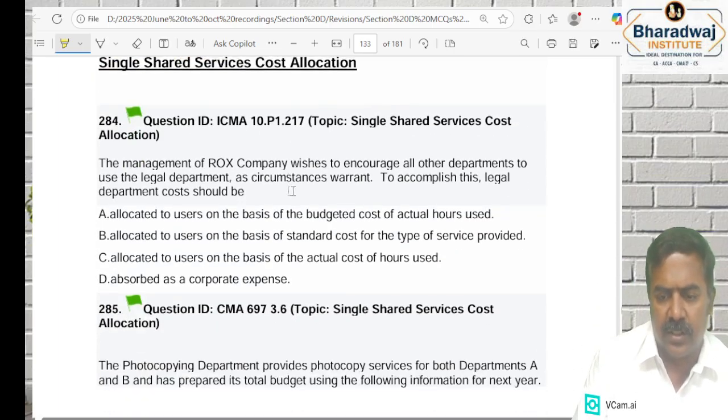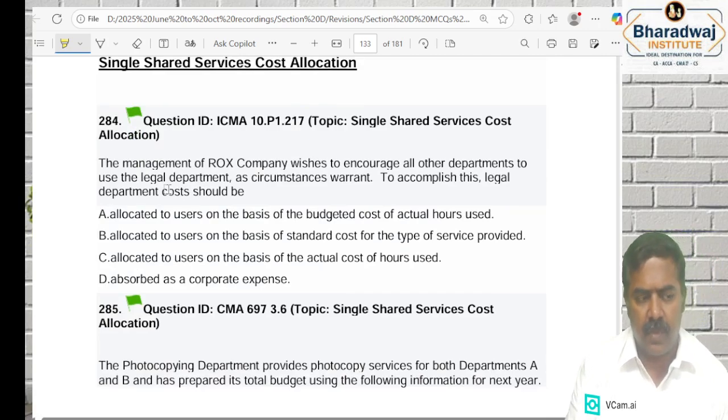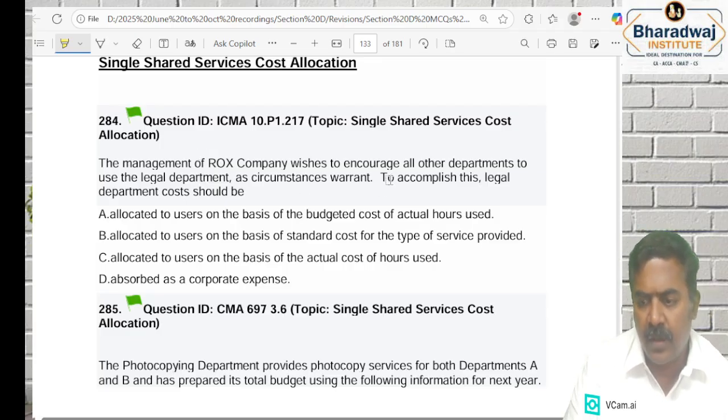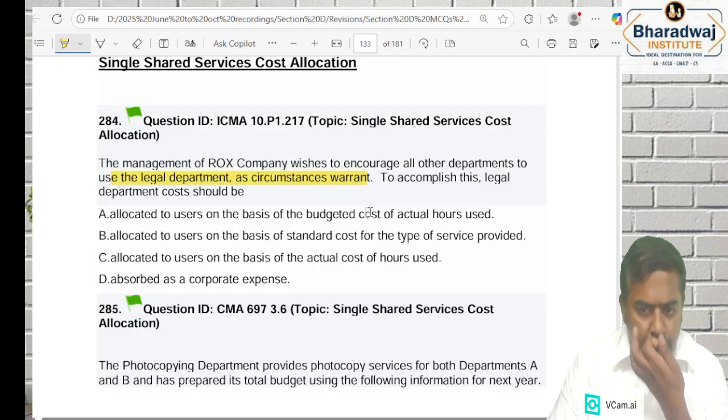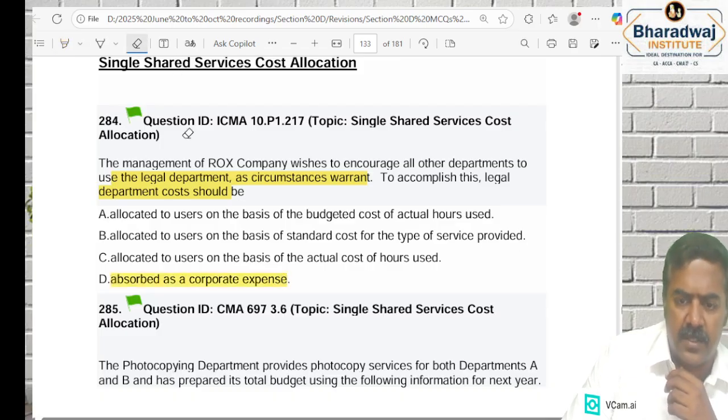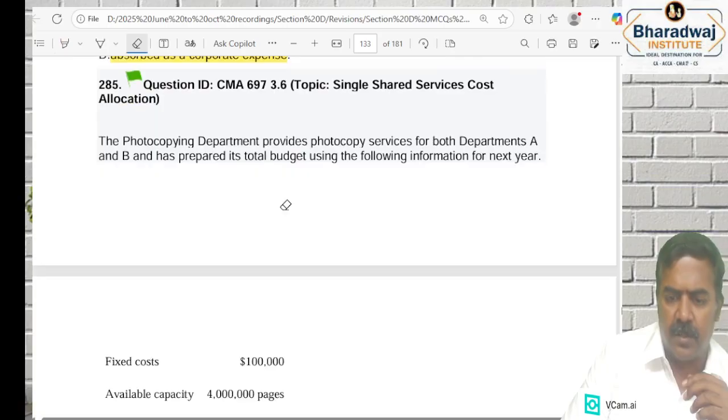So now let us go through this. All other legal department. Legal cost department should be taken as what? A corporate expense. Yes, it's an administration expense, corporate expense. It is not part of product cost.